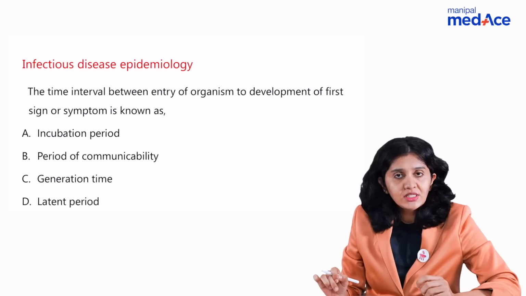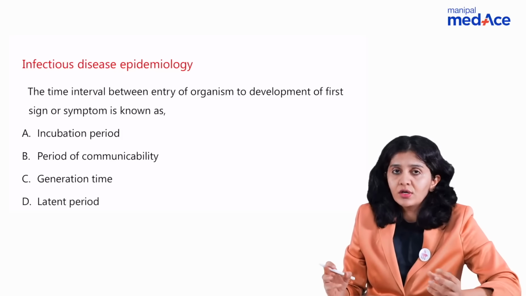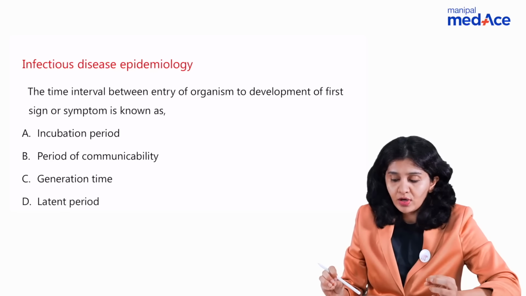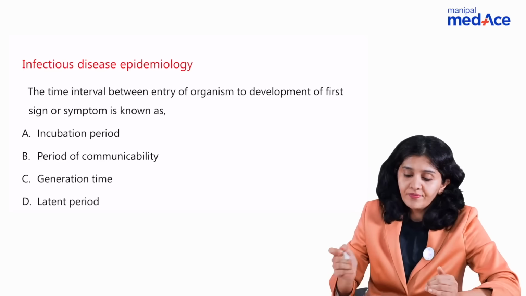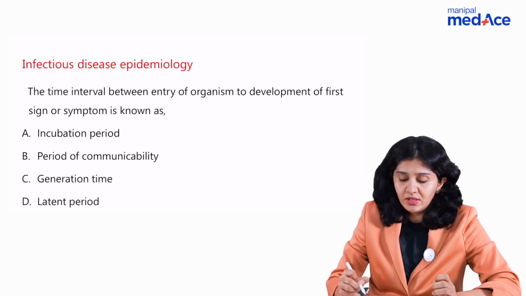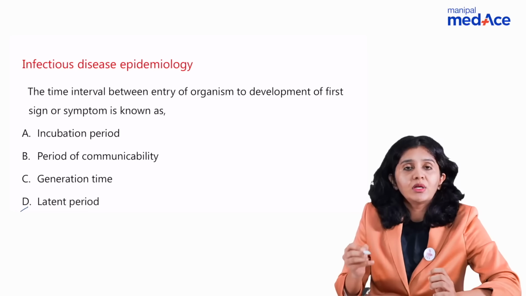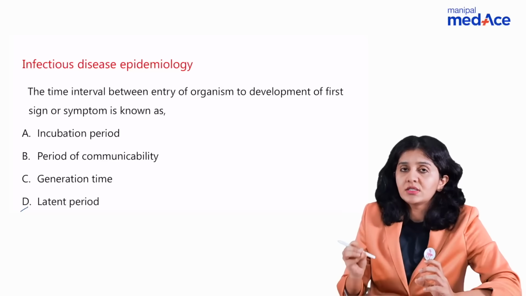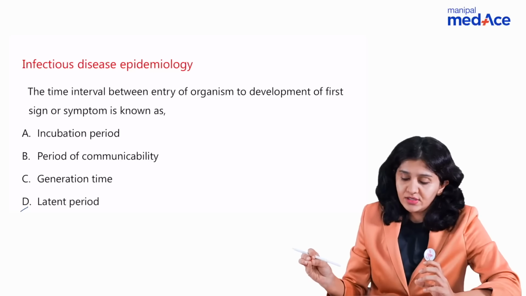Coming to infectious disease epidemiology, there were two questions on definitions. Again, we have discussed this. The time interval between entry of organism to development of first sign or symptom is known as incubation period, period of communicability, generation time, latent period. So latent period is the time interval between the disease onset to detection of symptoms. So this term we use in case of non-communicable diseases.